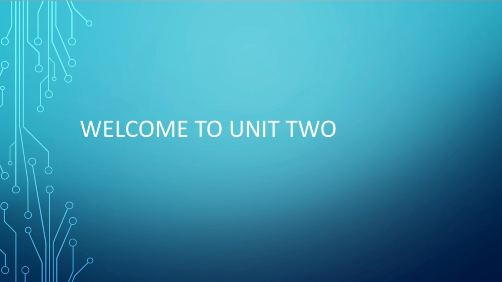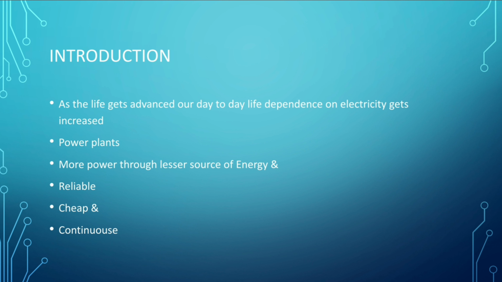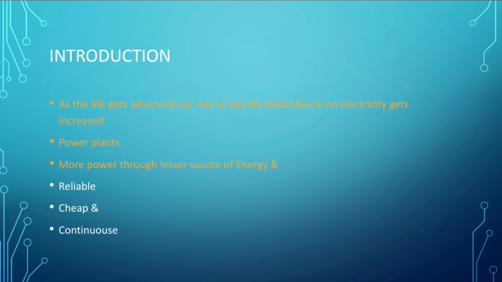Welcome friends to our unit 2, which is generating stations. Our dependence on electric energy increases as much as the standards of living increases, and that way we are required to provide bulk electric power economically for domestic and commercial purposes, and that is achieved through generating stations or power plants. When we are talking about power plants or generating stations, we have to consider the following 2 points. The first one would be that more power is to be achieved using lesser source of energy, and the second point would be to get more reliable, cheap and continuous generation of electrical energy.